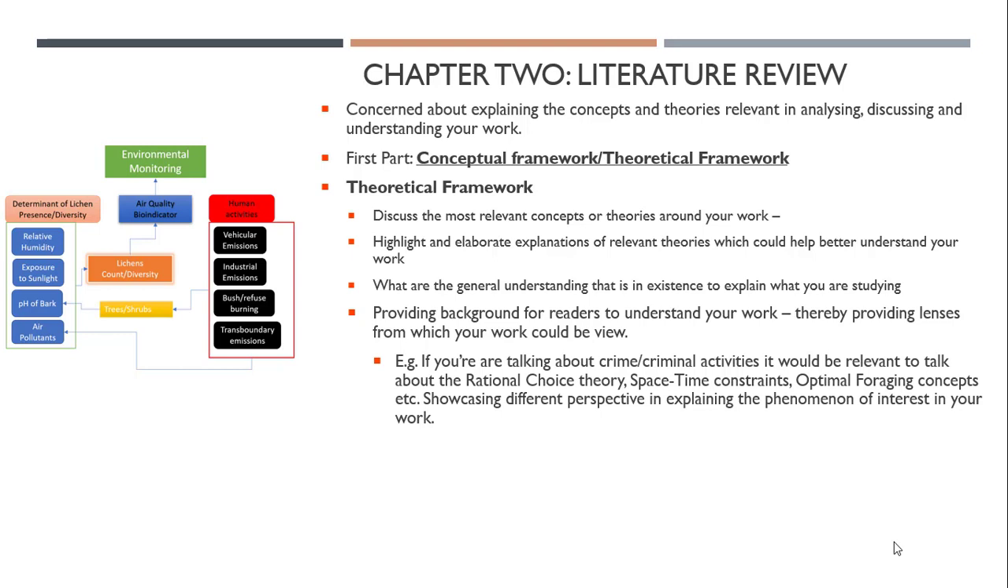Some of them include the rational choice theory, the space-time constraint, optimal foraging concepts. All of these showcase the different perspectives in explaining the phenomenon of interest, in my case now, crime and criminal activities. So I need to touch upon these and explain how they influence or affect or impact crime and criminal activities. So this is necessary. These are the essential ingredients that your theoretical framework must capture.